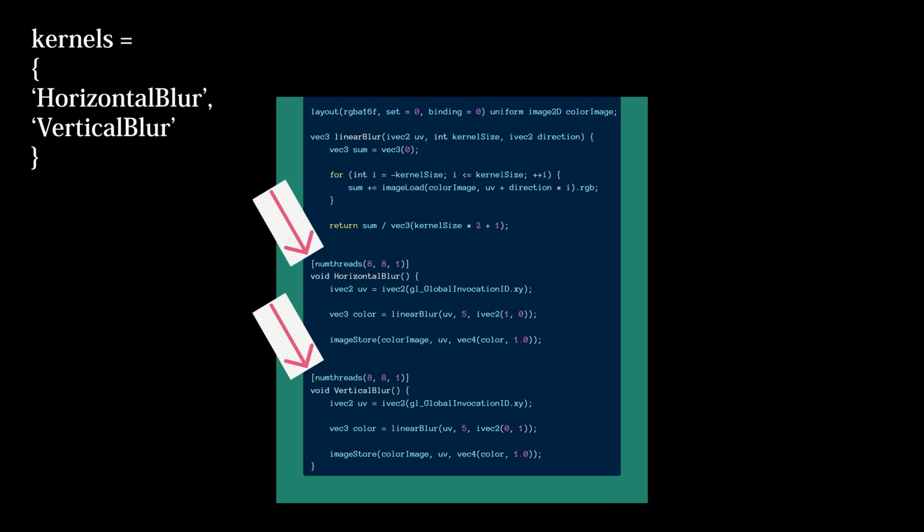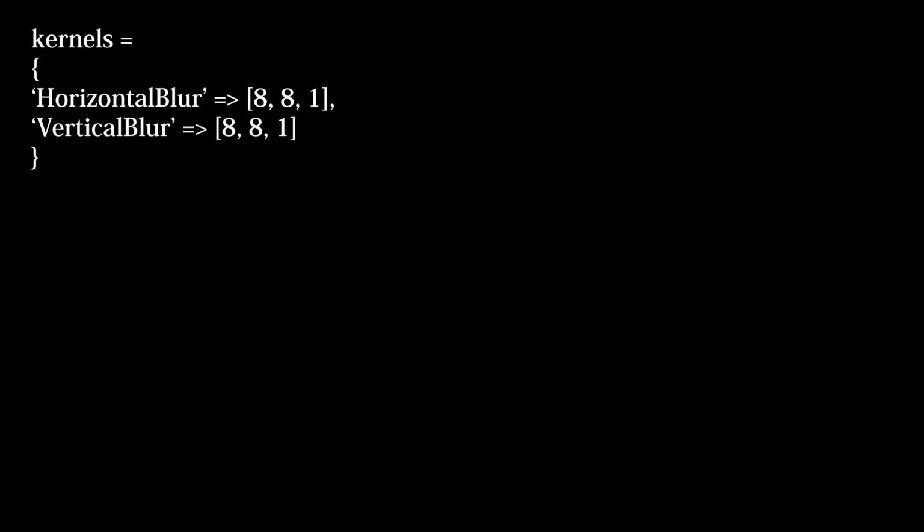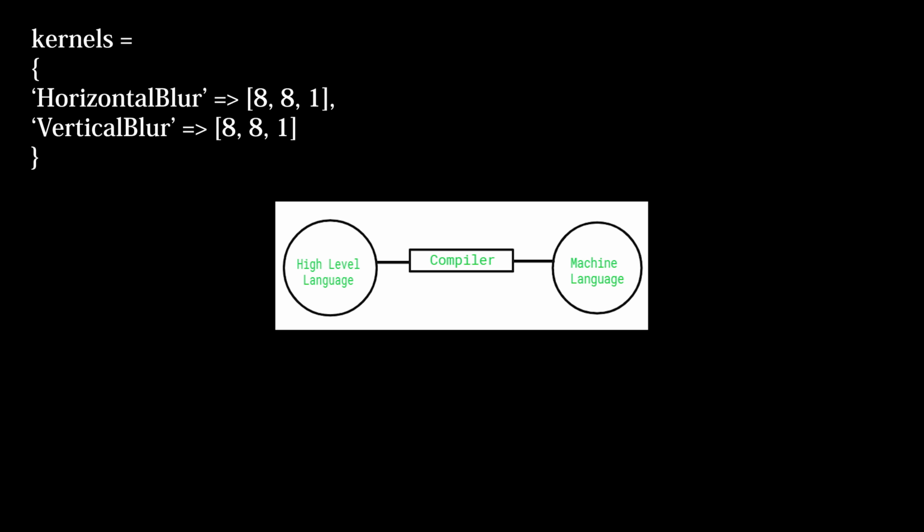Next, we need to attach the threads per group to the kernel names. We iterate through the file to find the function declaration, then go 1 line back, strip out the thread group information, and associate it with the kernel name. Now that we have all the information we need, it's time to compile the shaders.